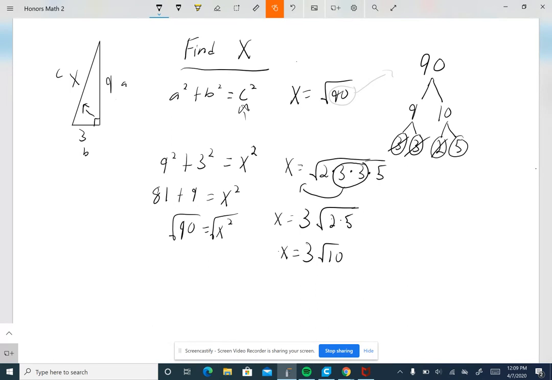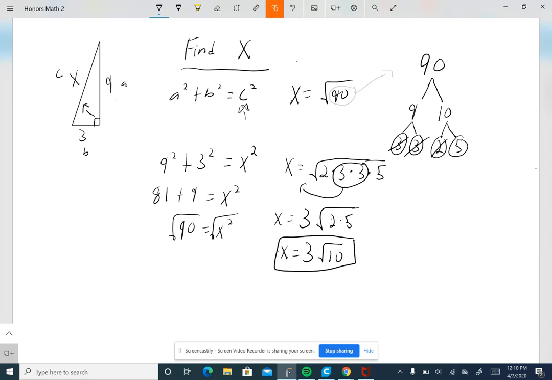And then normally we would put a positive and negative here, but are we going to have a negative x? No, because it's a side length, right? So we're just going to have the positive. So you don't have to worry about the positive or negative in this case. So our answer is x is 3 square roots of 10.